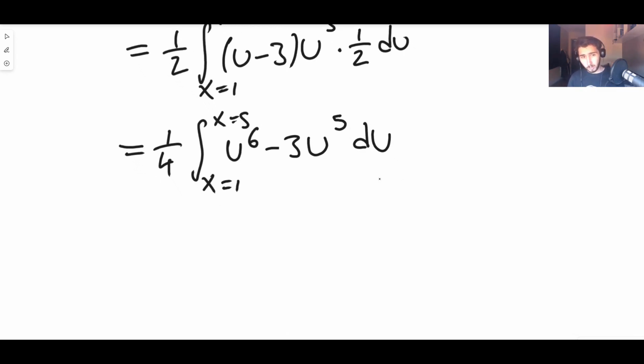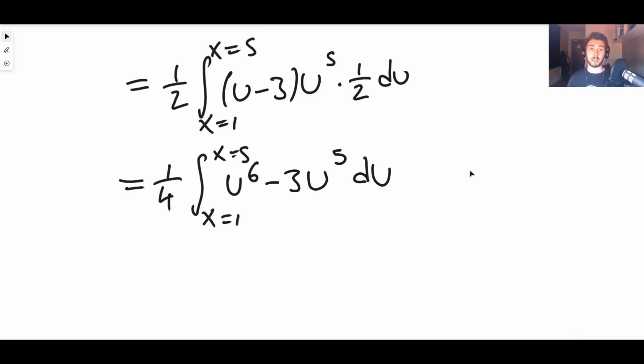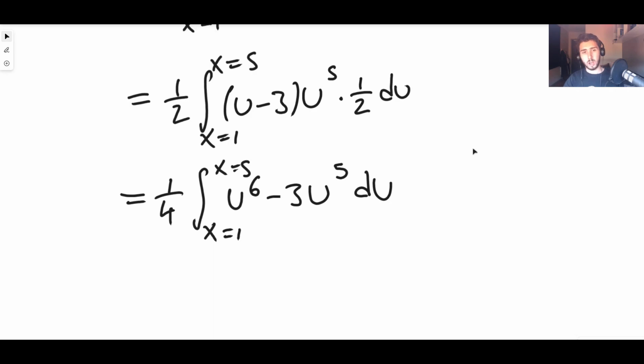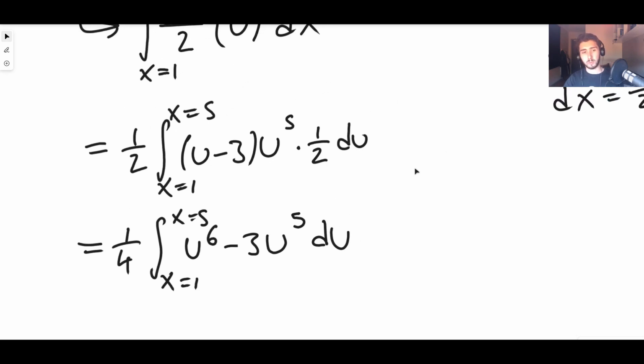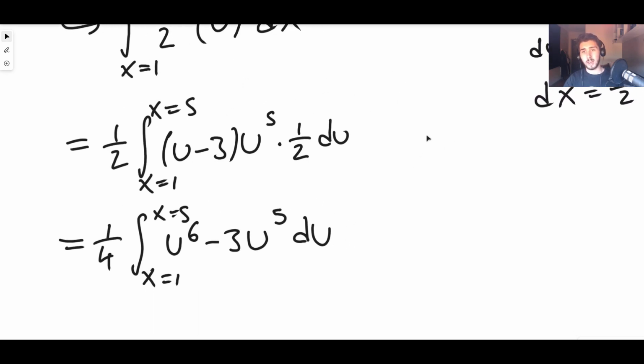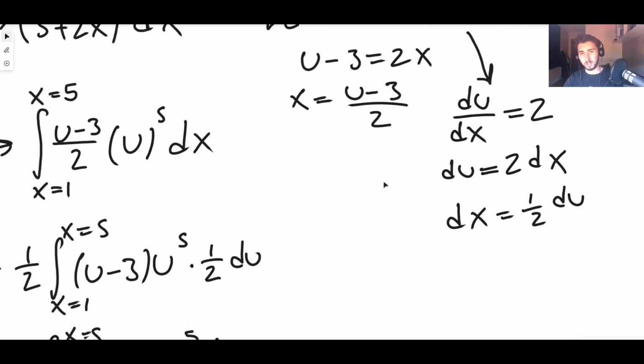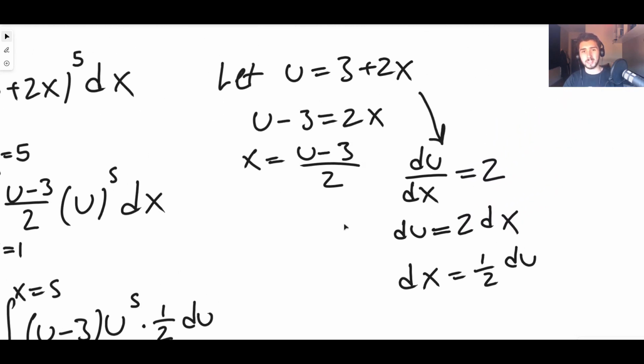So what we now need to do is change the limits into limits in terms of u, because you need to change everything to be in terms of u, not just the actual integrand and the dx. You need to turn everything, including the limits, into u's. So what you need to do here is figure out what the limits are. Again, you just use the equation that links x and u together.